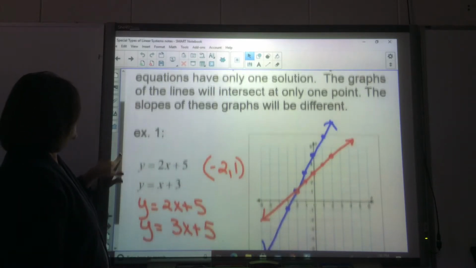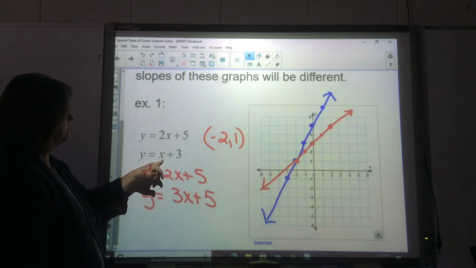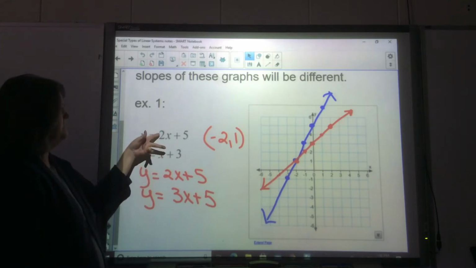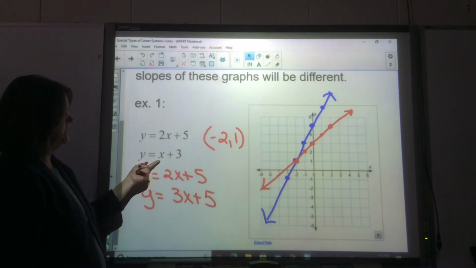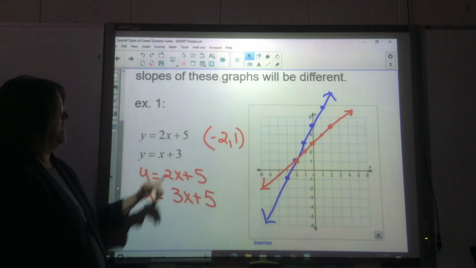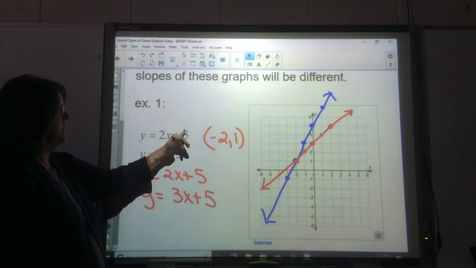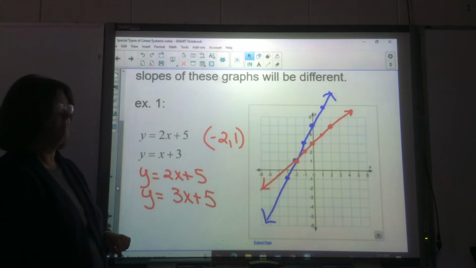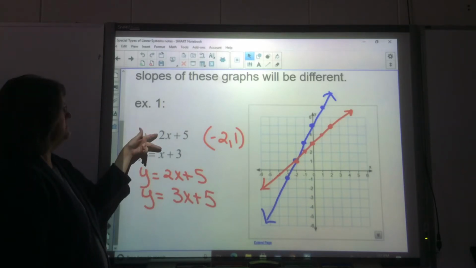So if you put them in slope-intercept form and look at their slope, these two have a different slope. This has a slope of 2, this has a slope of 1. It doesn't matter if their y-intercepts are the same or different. That doesn't matter, but their slopes have to be different.